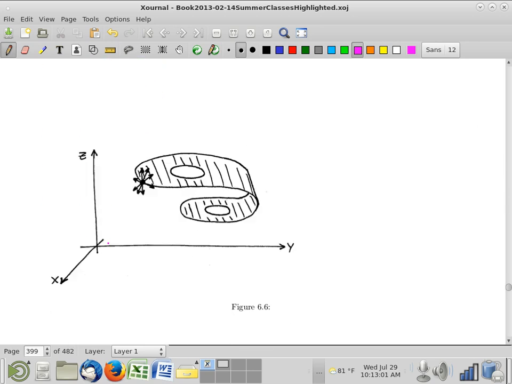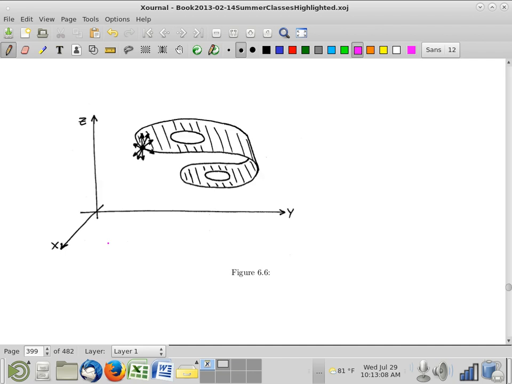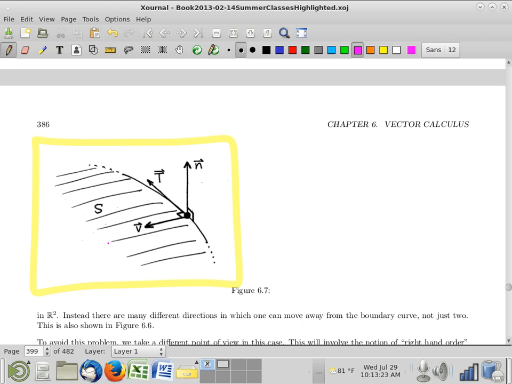Now here's the hard one to talk about. What if you have a surface in 3 space? So this is again, I made up a deliberately weird surface here. It's got holes in it. It wraps under itself. Terrible surface. Surface has a boundary curve. What's the orientation on the boundary curve? Here's the answer.